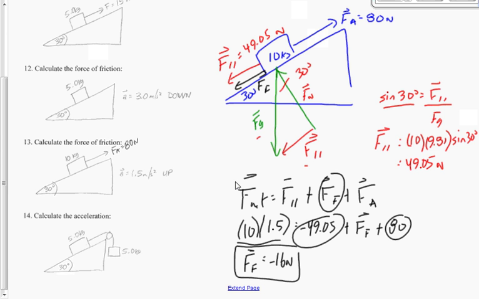Was I right when I assumed that the force of friction was going to be down the hill? Of course I was, right? We got a negative value for friction. I'm not always right, but I know that I'm right this time because we said it was going down the hill, and we got a negative value down the hill. That good?